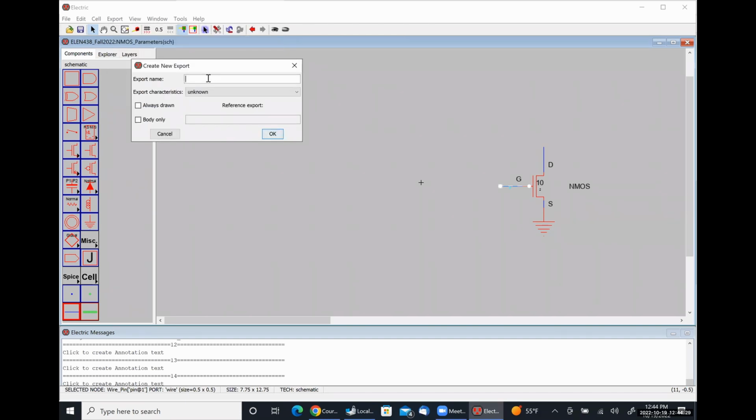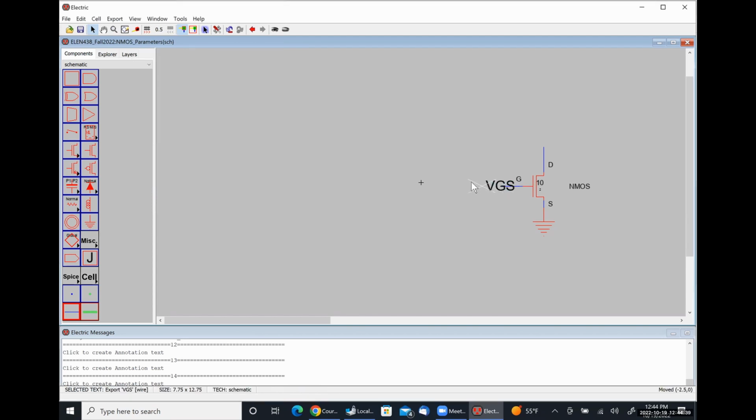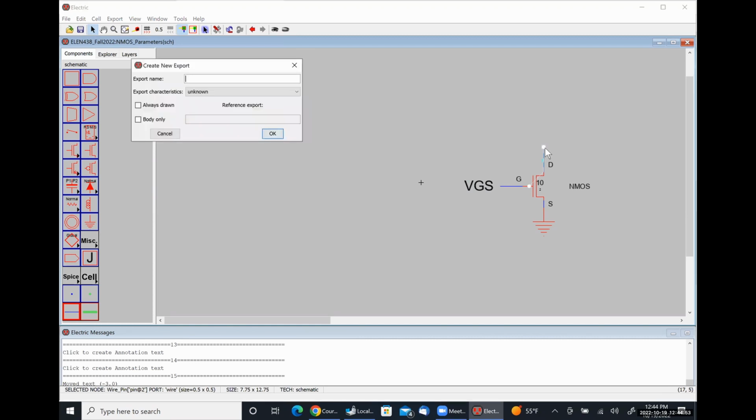So this is going to be my gate source voltage. So I'm going to call this VGS. And then I'm going to press OK. And I'm going to select this text and move it out to the side. It is still associated with that particular node. Now I'm going to click this little nodule on my drain node, press Control E, and I'm going to type VDS.